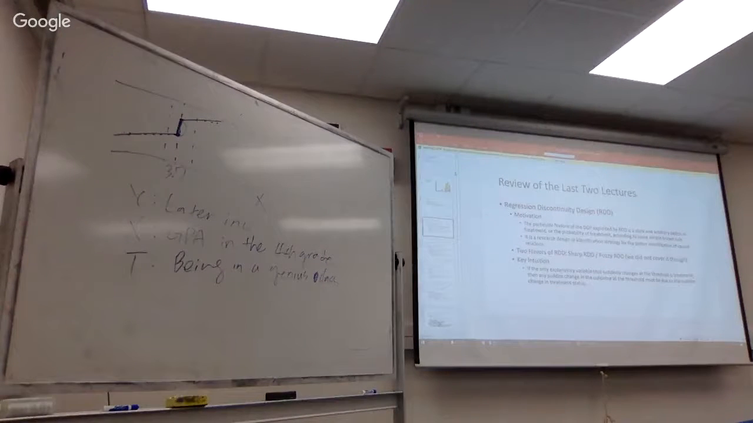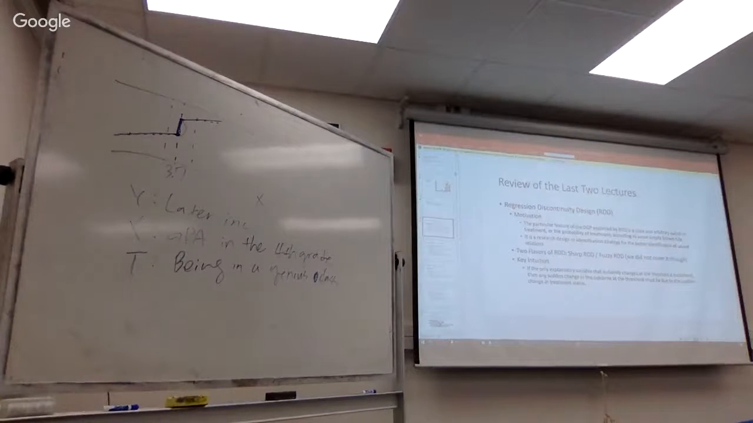So to recap the key intuition, if the only explanatory variable that suddenly changes at the threshold is treatment, then any sudden change in the outcome at the threshold must be due to the sudden change in the treatment status. So we're trying to compare apples and apples. And if there's a vast difference in terms of X, then we are saying that, oh, we're comparing apples and oranges. So the comparison does not make sense.